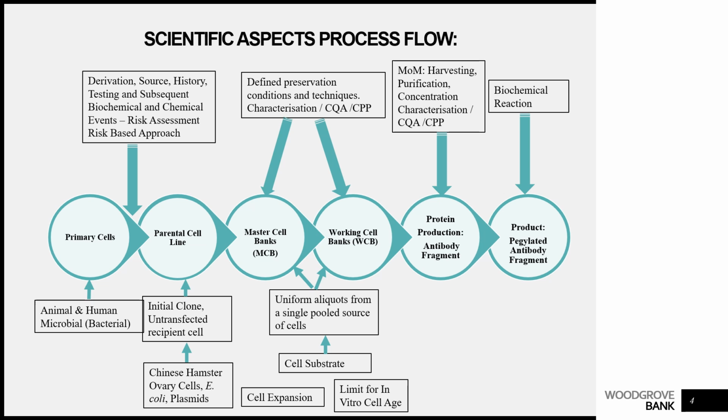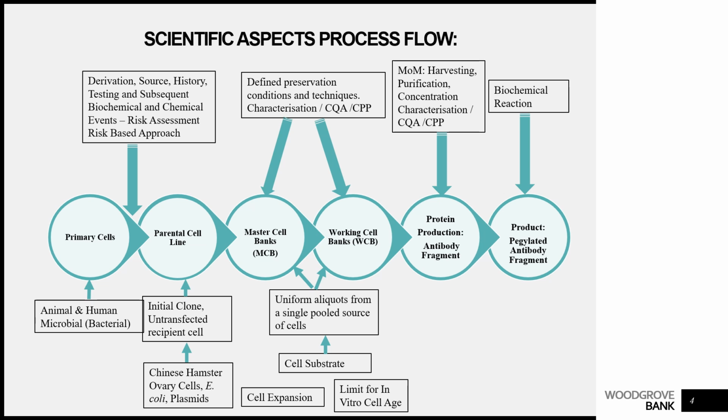For example, I've already talked about the fact that the master cell bank has to be fully characterized. You have to provide defined preservation conditions and techniques. These are the scientific things that you need to nail down and fully understand: what kind of preservation media you're going to use that will produce the best viable cells, what kind of thaw conditions, how you thaw, and how many vials or containers you're going to use for your master cell bank in order to create your working cell bank. And of course your viral characterization.